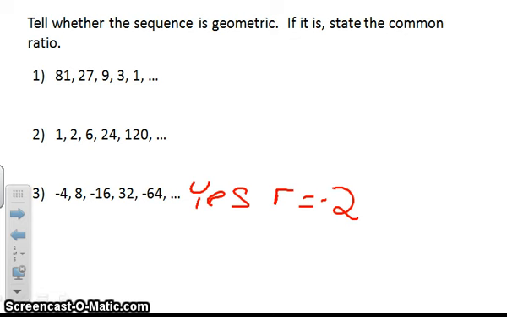All right, problem number 1. Is there a number that you can multiply each term by to get the next term? Yes. What is that number? 3. Okay. Let's expand on that idea. It's not exactly right, but we're thinking along the right lines. We're not multiplying by 3. We're dividing by 3.